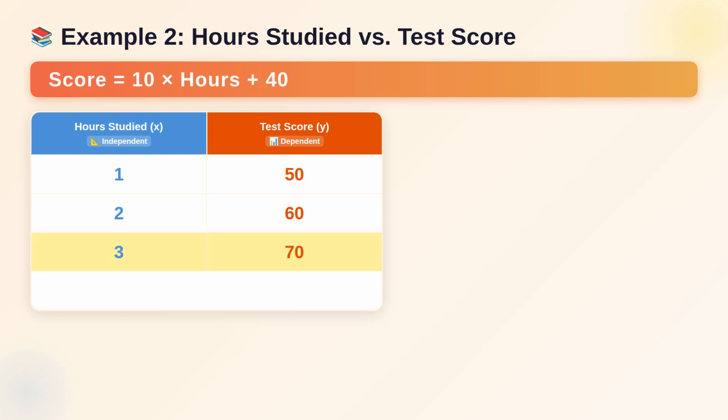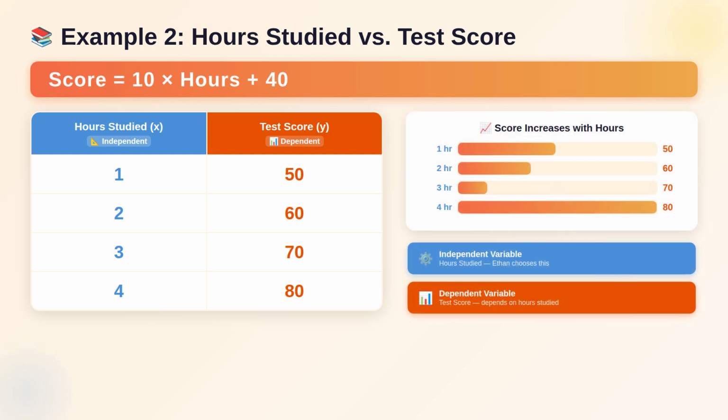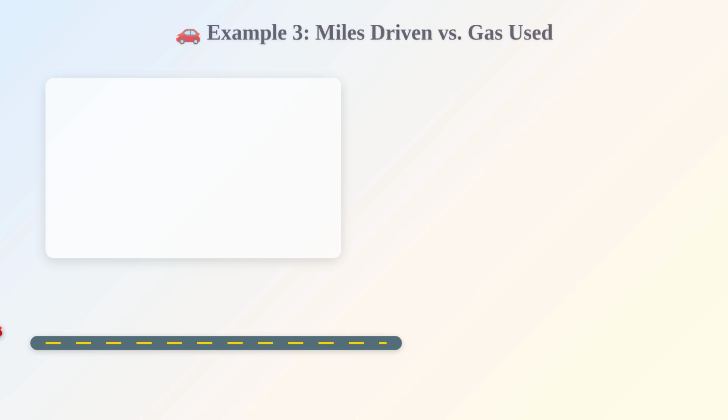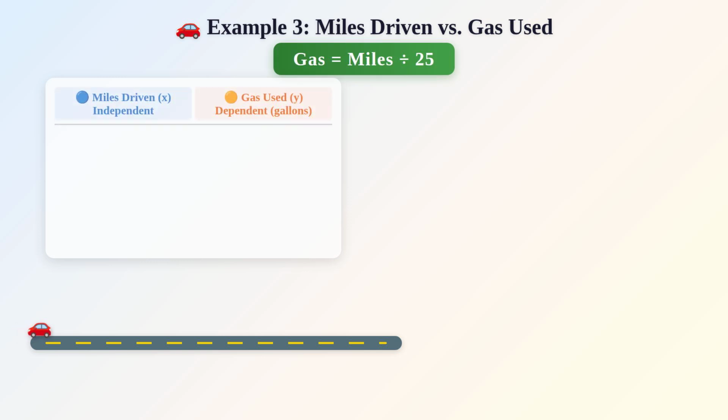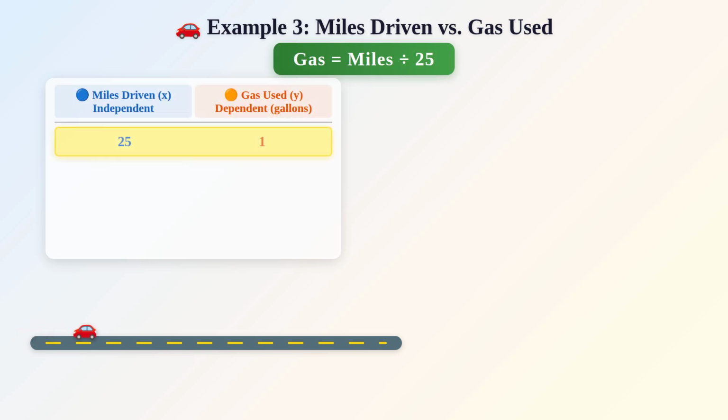Hours studied is the independent variable. Ethan chooses how long he studies. Test score is the dependent variable. It depends on how much he studied. If the rule is score equals 10 times hours plus 40, then 1 hour gives a score of 50, 2 hours gives 60, 3 hours gives 70, 4 hours gives 80. Ethan studies more, score goes up. Classic dependent relationship. Ready for another one?